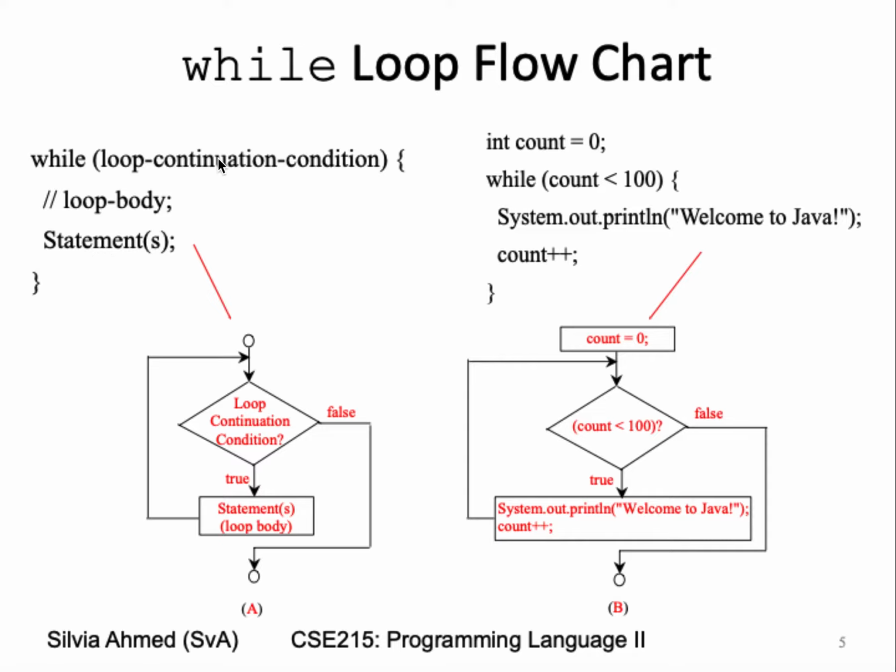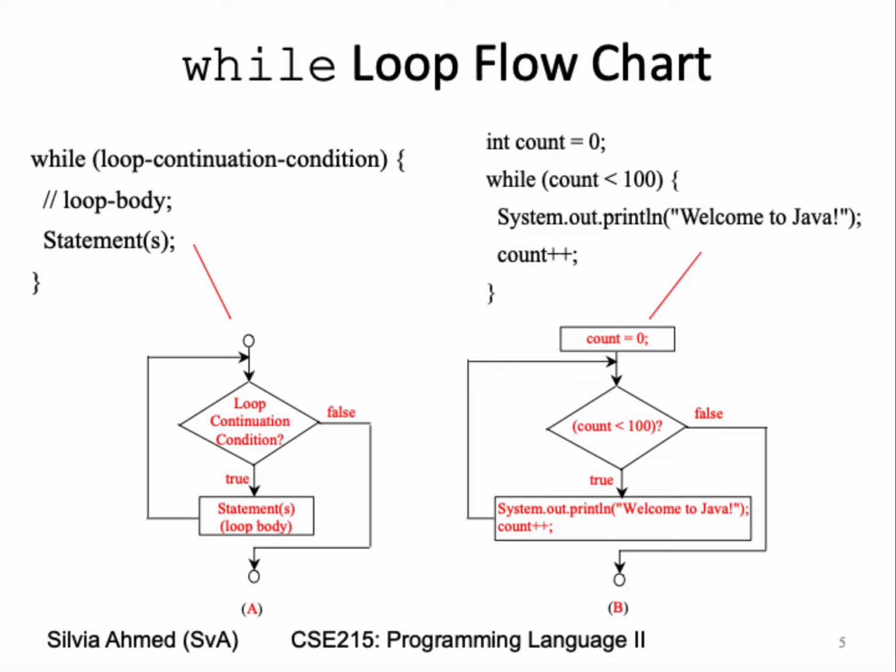Since it's a condition, we have this diamond shape where we are checking a condition to be true or false. If the condition result is true, we will have the repeating statement, and after this repeating statement we loop back into the condition check, and that's why it's called a loop. If the result is false, we simply avoid all this and go to the next part of the program.